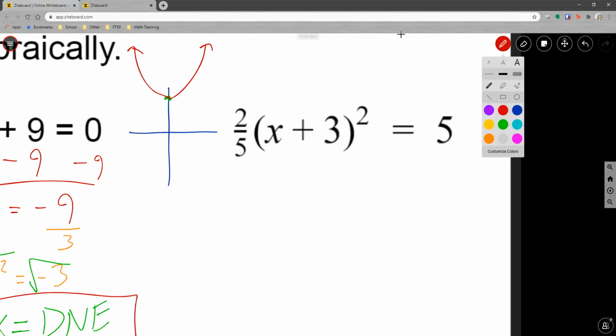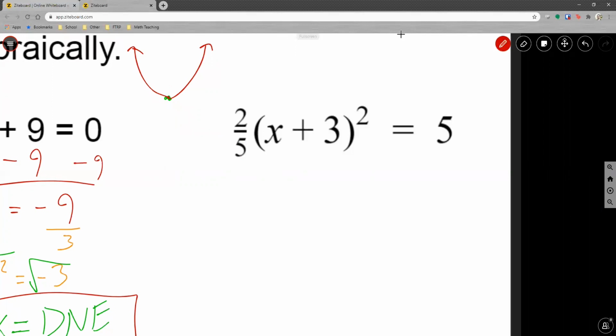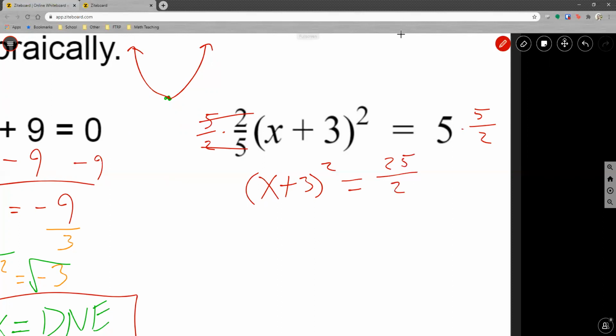All right, this one's a little bit messy because it's got a fraction, but again, it's going to be fast. Remember, I can get rid of any fraction by multiplying by its reciprocal. We'll turn it into a 1. So I'm just going to multiply both sides of the equation by 5 halves. Doing that, I'm going to get 10 over 10. That becomes 1. Perfect. So I have x plus 3 squared equals 5 times 5 halves equals 25 halves. So x plus 3 squared equals 25 halves.